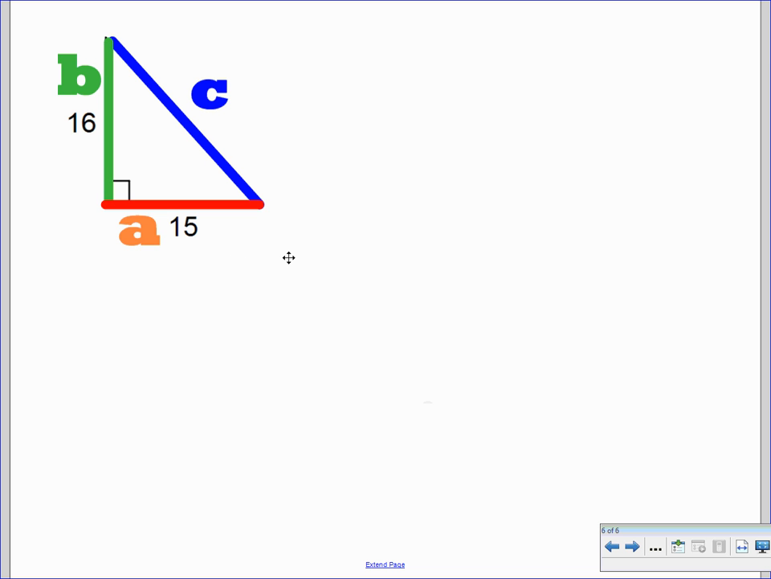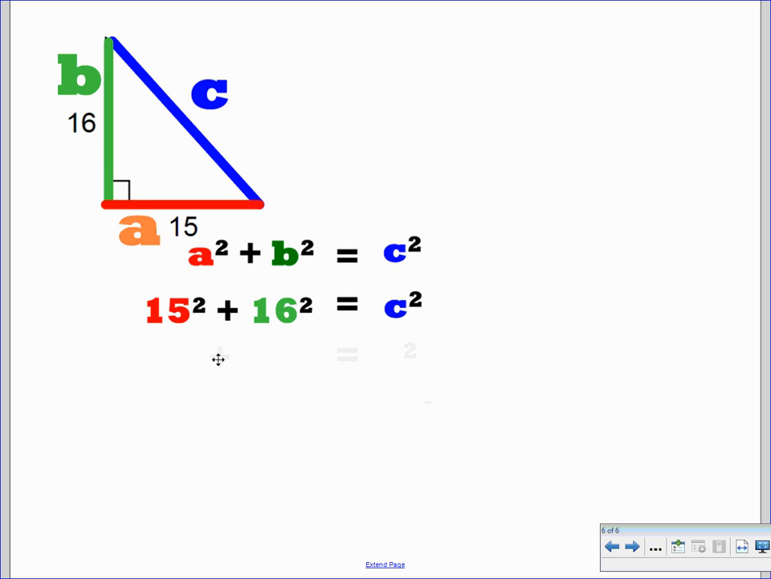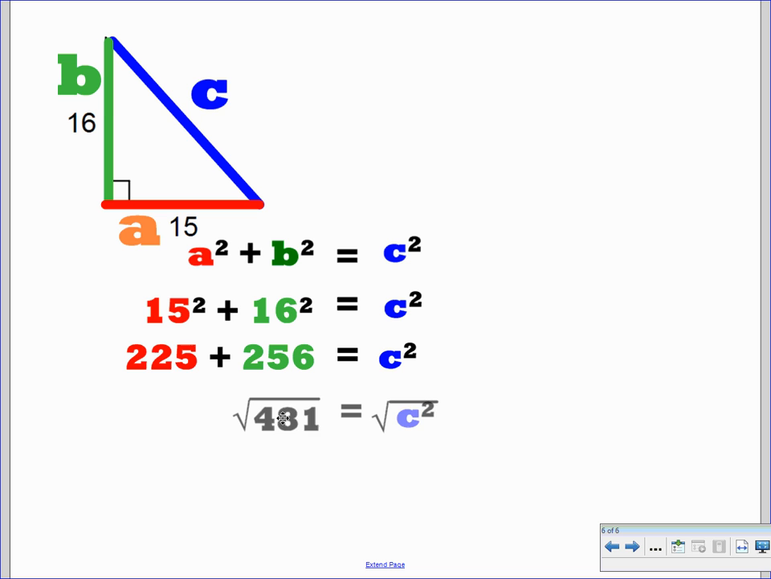Our second step, write the Pythagorean theorem. Substitute the values. Do the math. Add them together. And then take the square root. Round it to the nearest tenth when you do it on the calculator, and you'll now have the measurement of the missing hypotenuse.